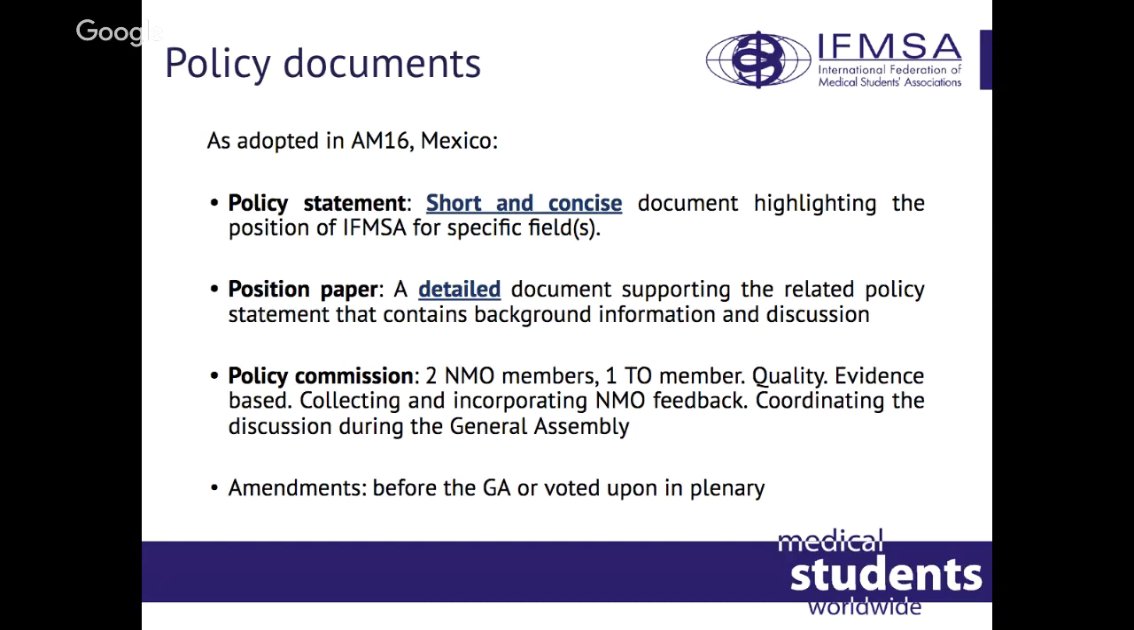After you have the policy documents, you need something called the policy commission. A policy commission, as you can see on the screen, is composed of 2 NMO members and 1 TO member that is relevant to the topic of the policy documents. This commission ensures the quality of the policy documents. It ensures that it is evidence-based, and it has to collect and incorporate all the NMO feedback. I will talk about this later. Also, it will coordinate the discussion during the General Assembly.